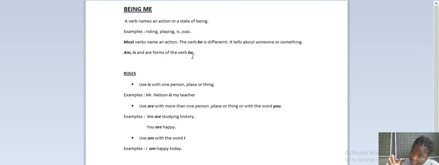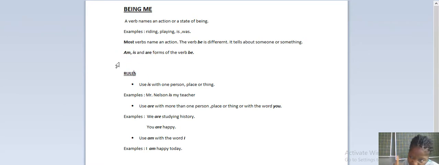So forms of the verb be, the verb be has other forms. So what we've learned so far, just stay with me: that verbs name actions or states of being, right? Examples of verbs are riding, playing, dancing, fishing, is, was, be. Now, most verbs name actions, but there's one verb that's pretty different. It tells about someone or something. Now, this verb has other forms, which are am, is, and are. So be. This verb be has other forms: am, is, and are.